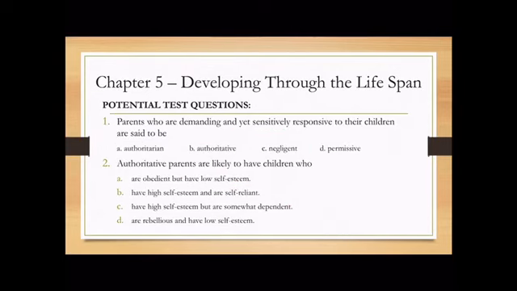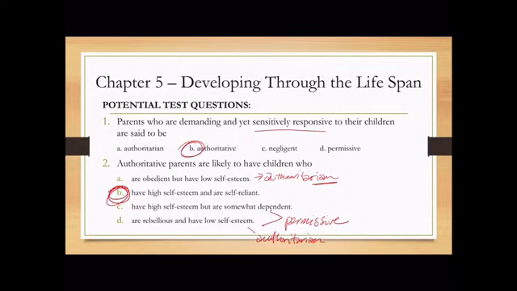Parents who are demanding yet sensitively responsive are authoritative. And authoritative parents are likely to have children who have high self-esteem and are self-reliant. A is the consequence of an authoritarian parent. And then both C and D can be consequences of permissive parenting. Children can be dependent but have high self-esteem because their parents have really built them up, or they could be rebellious and have low self-esteem. Of course, this can also be an outcome of authoritarian parenting too.